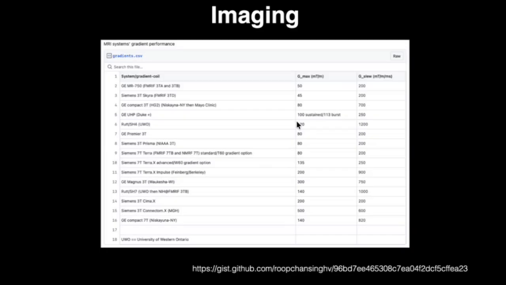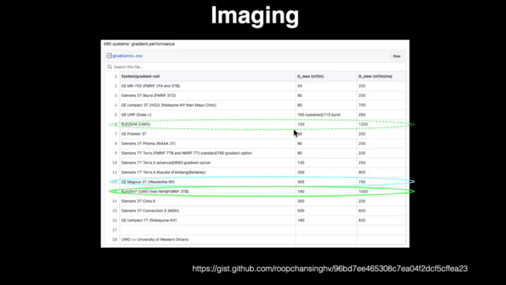the local gradient system I showed in the previous photos, we had a prototype shown here in line 6 when we first started looking into this. This was a loaner system till the final system was built. That had a 120 millitesla per meter maximum, but it could slew at 1200 millitesla per meter per millisecond versus 200 for the clinical systems. The final system that was designed and delivered, and the one that was actually shown, has a 140 max, so it's slightly stronger, but the trade-off is it slews slightly slower.